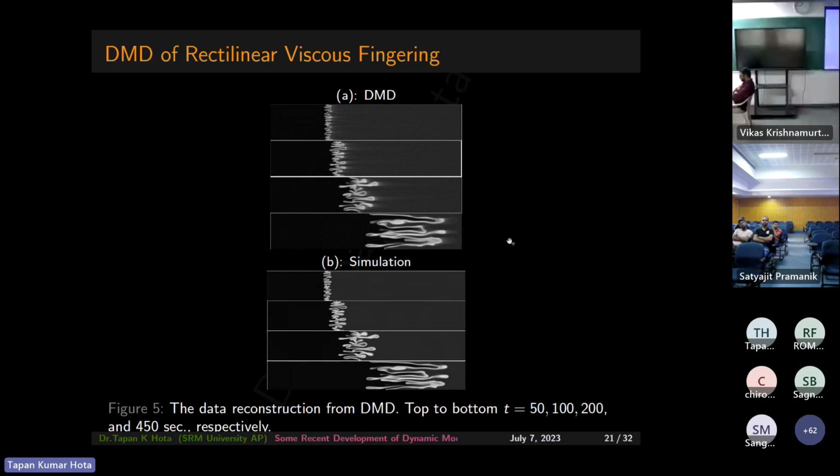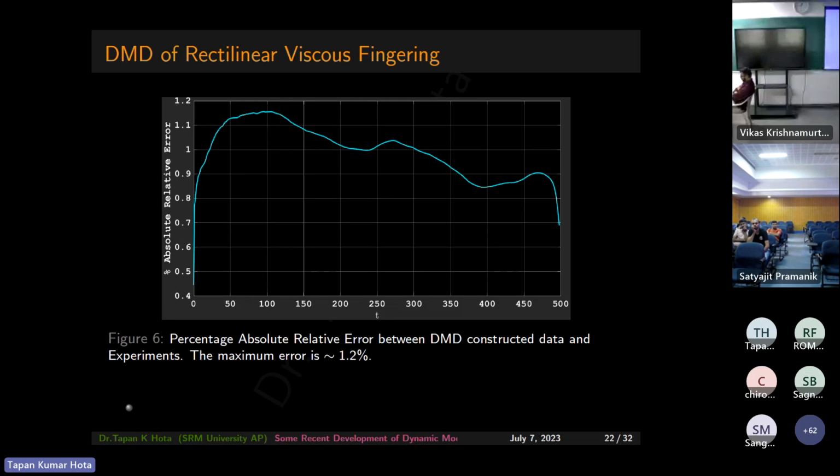So here we go. The first panel is the reconstruction of data from the DMD, and the second is from the simulation. Okay, and the timestamps from bottom to top are 50, 100, 200, and 450. To the naked eye, it looks good, and somehow we are able to reconstruct the data. To visualize how much error we have committed, we plotted, for each time, the data reconstructed from the DMD against the numerical simulation. The maximum absolute relative error is 1.2%, which is good enough.